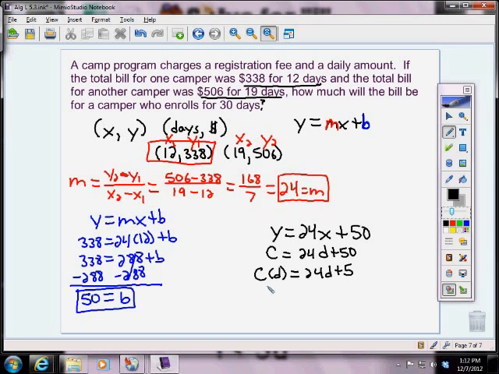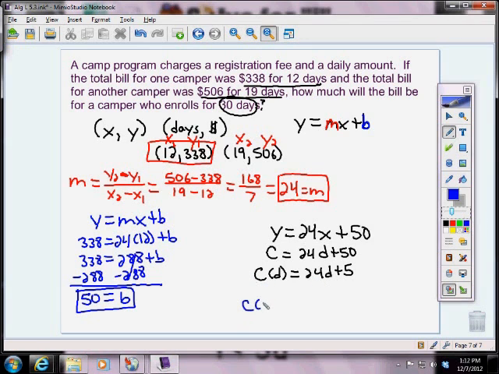Why would we want to write an equation now? Because now we can figure out how much it's going to cost for 30 days. We could figure out how much it's going to cost for 10 days. We could figure out how much it's going to cost for 15 days. Once you have an equation, we're able to figure out the cost for days. So all I have to do now is plug 30 in for d. And I'm going to use this last equation here.